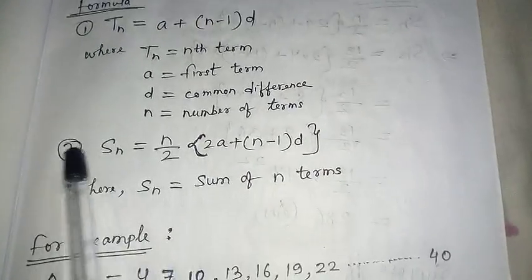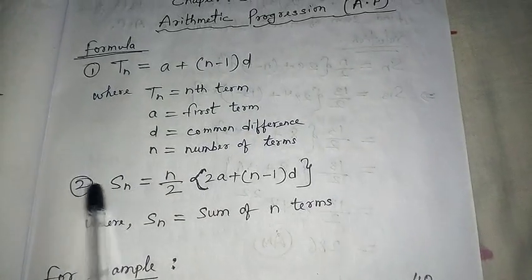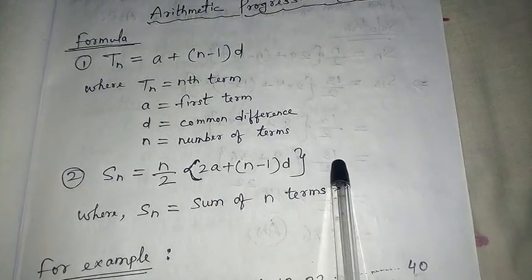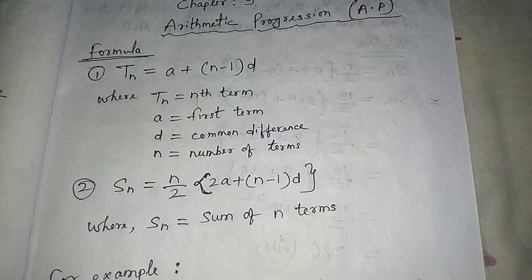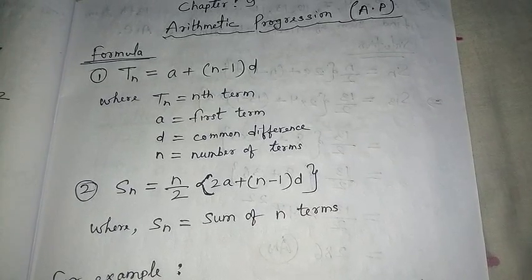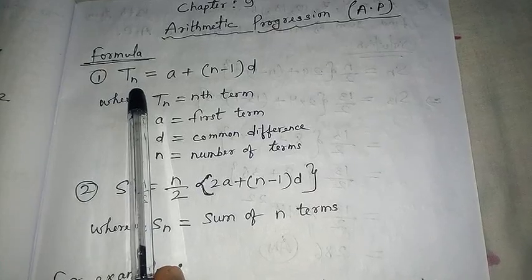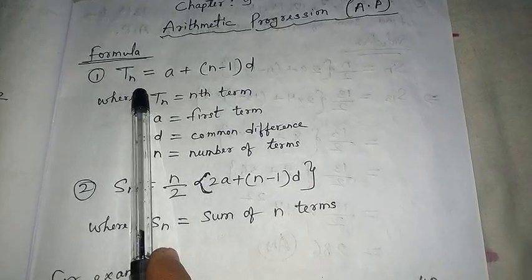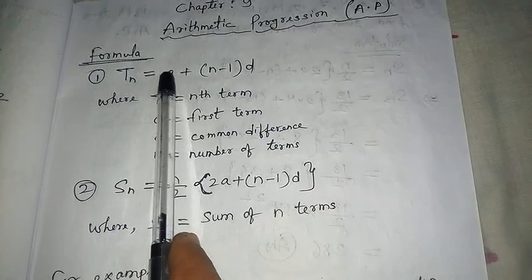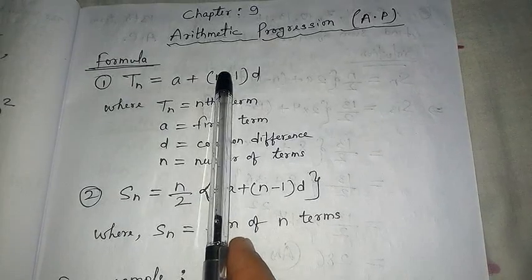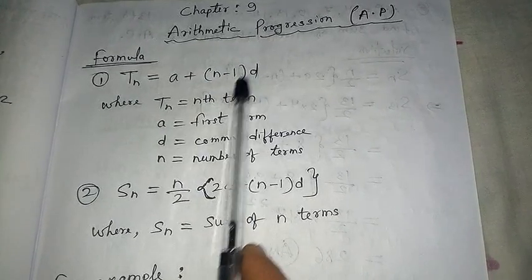Now, two very important formulas, only two formulas, but very effective formulas. You should understand the situation of formula. So let us learn these formulas first. Like we have here Tn equal to, n is at the base, please note it down, equal to a plus bracket open n minus 1 bracket close d.